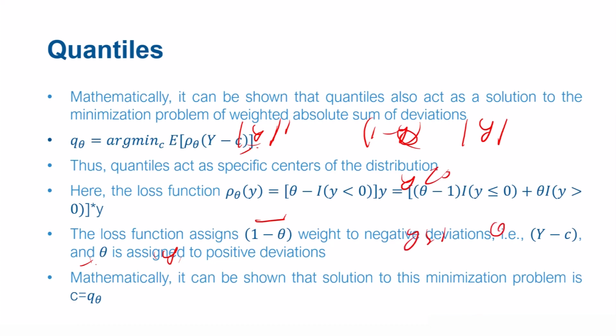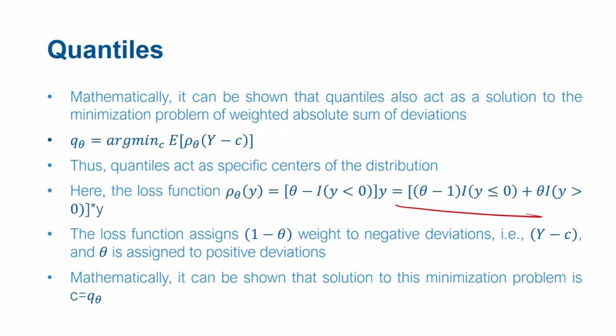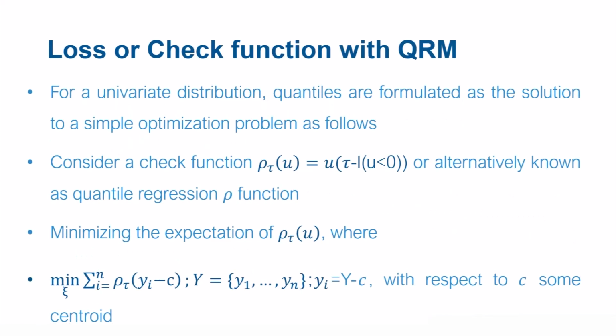And typically this problem can be expressed with this formula, where this is your loss function or check function applied on y. And the solution to the minimization problem would be the quantile. So quantile can be defined as the solution to this kind of minimization problem, where we are minimizing the expectation of this loss function defined like this. So let's concretize our understanding.